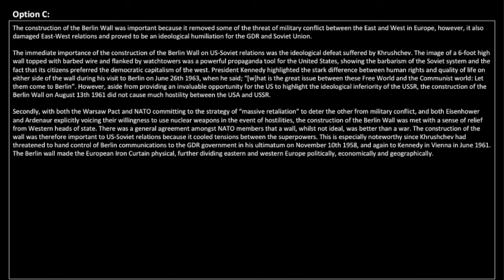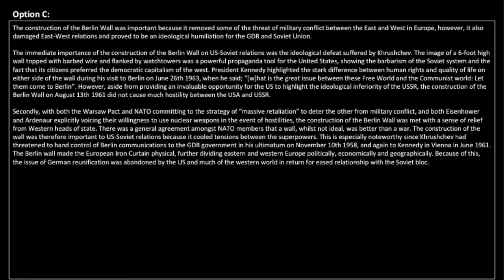The Berlin Wall made the European Iron Curtain physical, further dividing Eastern and Western Europe politically, economically, and geographically. Because of this, the issue of German reunification was abandoned by the US and much of the Western world in return for an eased relationship with the Soviet bloc.